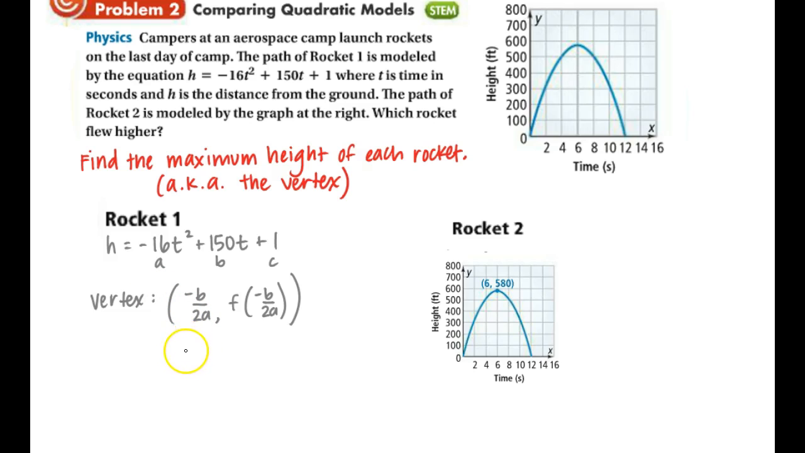So let's take a look at that and plug in our values. So our x coordinate, or our t coordinate, should be negative 150 over 2 times negative 16. And when you multiply and divide that, you should get 4.7. So that would be our x coordinate essentially. And then to figure out what our y coordinate should be, we just need to input the 4.7 in for the original equation.